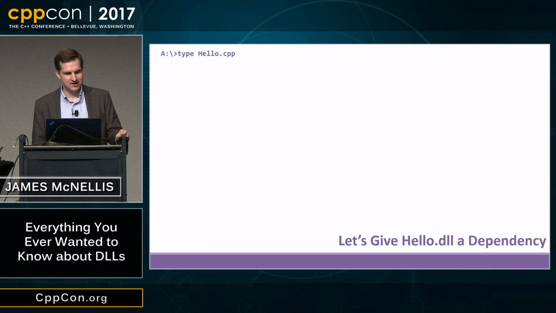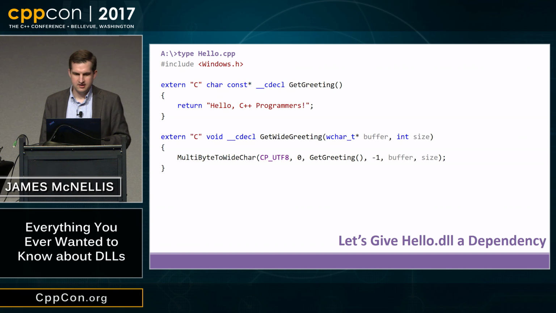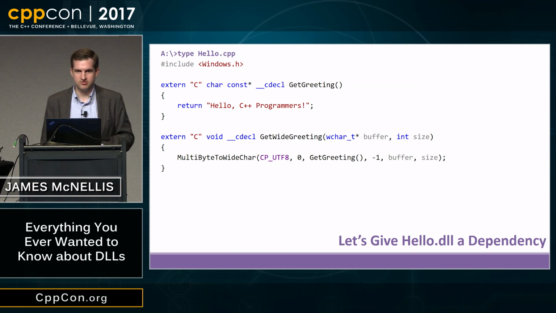So let's add a new function to hello.dll that will give us a dependency. We already had our getGreeting function that returns a narrow string. We can just add a getWideGreeting function that takes a buffer and copies that into a wide character buffer instead. I've done this because then we can call MultiByteToWideChar, which we would have to import from kernel32.